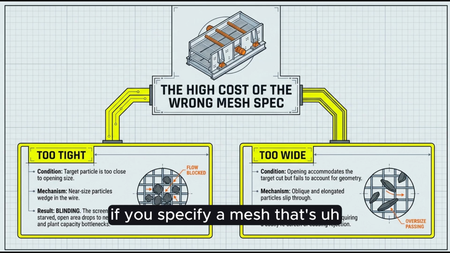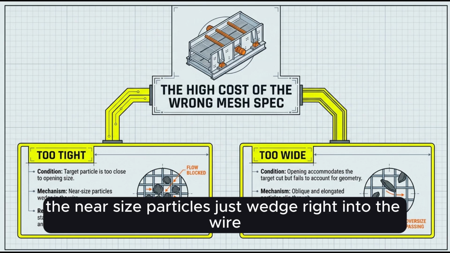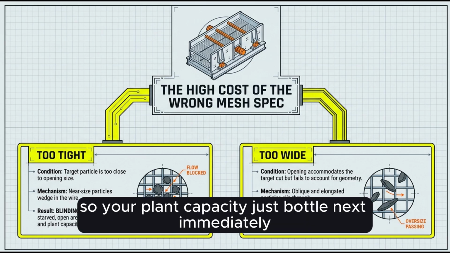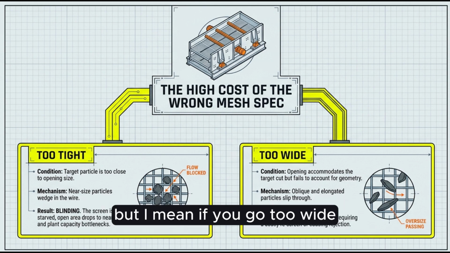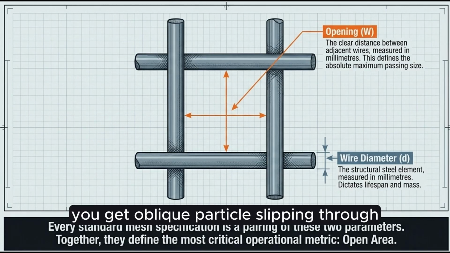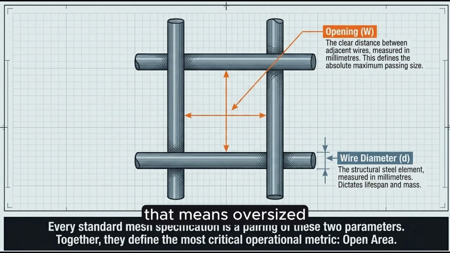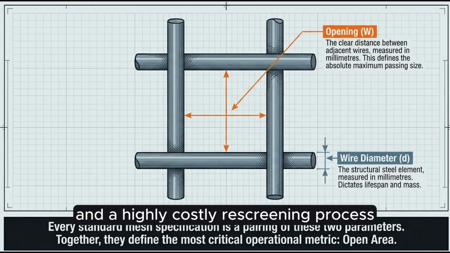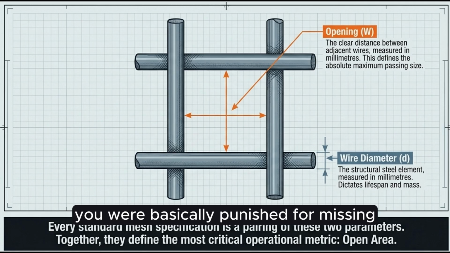If you specify a mesh that's too tight, you get blinding. The near-size particles just wedge right into the wire. And your open area drops to near zero. So your plant capacity bottlenecks immediately. But if you go too wide, you get oversize particles slipping through. That means oversized passing, a contaminated product stockpile, and a highly costly rescreening process. You are basically punished for missing in either direction.